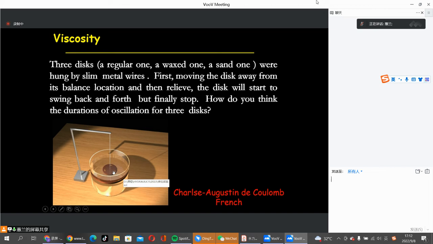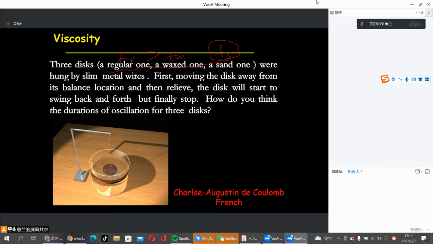To decrease the friction coefficient, right? To make it smooth. And the sand one, why do we sand it? The friction coefficient of the surface will increase, right? So for the three discs, the friction coefficient of the last one is the smallest, right? The regular one is larger, and the sand one is the highest, okay? And everything will be the same except the friction coefficient of the disc, okay?